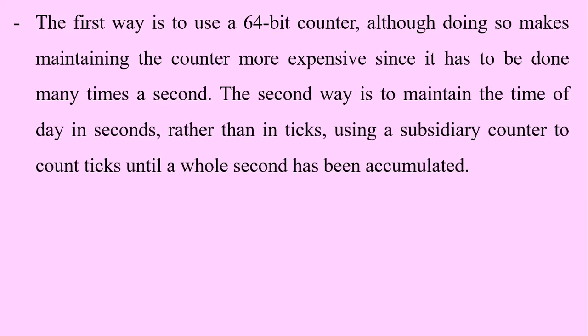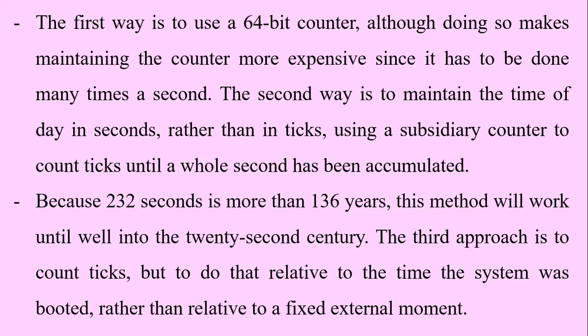The first way is to use a 64-bit counter, although doing so makes maintaining the counter more expensive since it has to be done many times a second. The second way is to maintain the time of day in seconds rather than in ticks, using a subsidiary counter to count the ticks until a whole second has been accumulated. Because 2^32 seconds is more than 136 years, this method will work until well into the 22nd century.